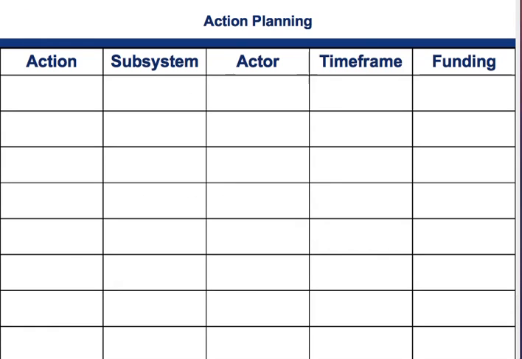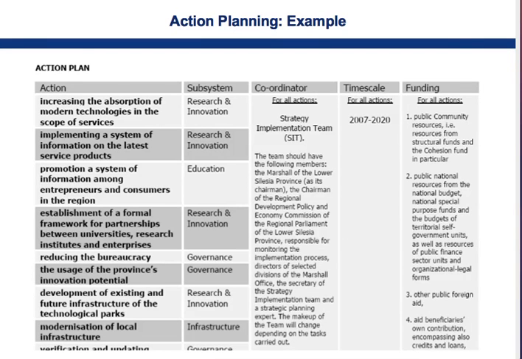Another handy tool is the following table, connecting a roadmap to action plan. For each different action, the subsystem, the actor, the time frame, and the funding can be identified. In this concrete example here, we see a list of actions, the subsystem the action relates to, the coordinator of the action who is responsible for implementing it, the time scale for implementing it, and the funding that is required to realize the action.